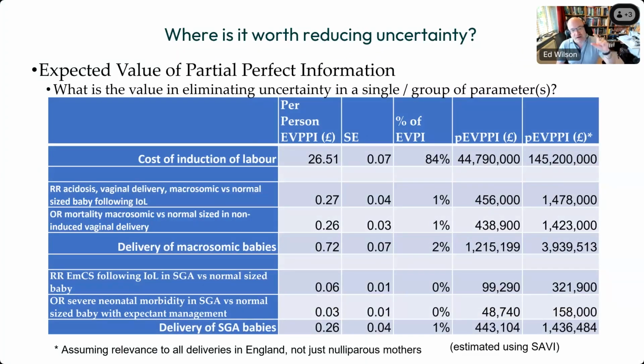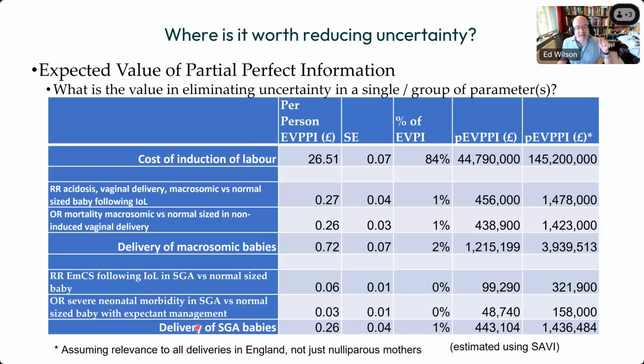I then grouped those according to what would be logical to measure in a clinical trial or some sort of data collection exercise. It doesn't have to be a clinical trial; it could be a database analysis, a resource or cost database analysis, whatever. And I divided it into three. The first one was the cost of induction of labour, and I'll explain that because this is an apparently counterintuitive finding. Then there was a set of parameters related to delivery of macrosomic babies, in other words, babies that are large for gestational age. And then there was a set related to delivery of small for gestational age babies. So they're essentially three studies.